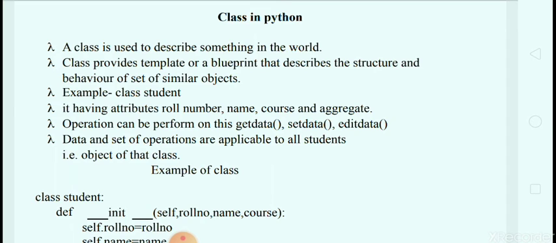For example, class student. Here we create one kind of class whose name is student. It has attributes roll number, name, course and aggregate. Operations that can be performed on this are get data, set data and edit data. Data and the set of operations are applicable to all students, that is, objects of that class.